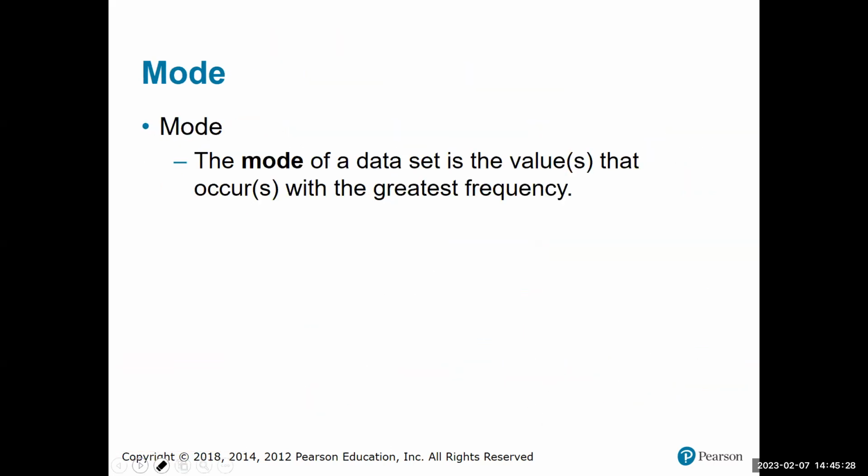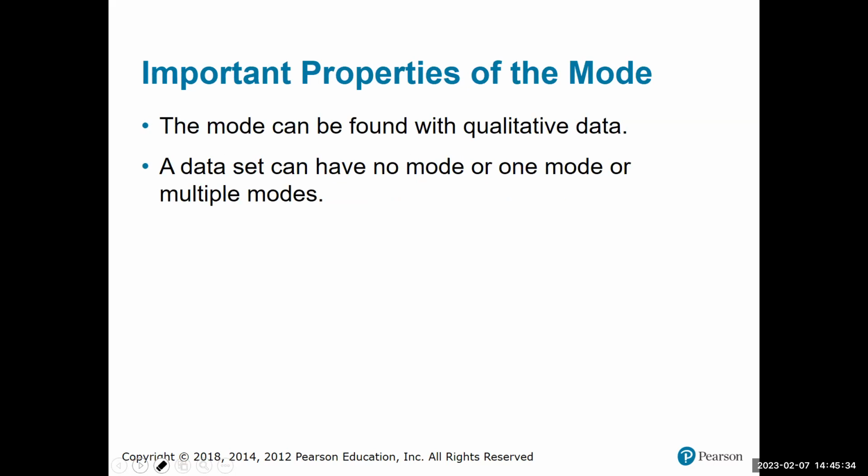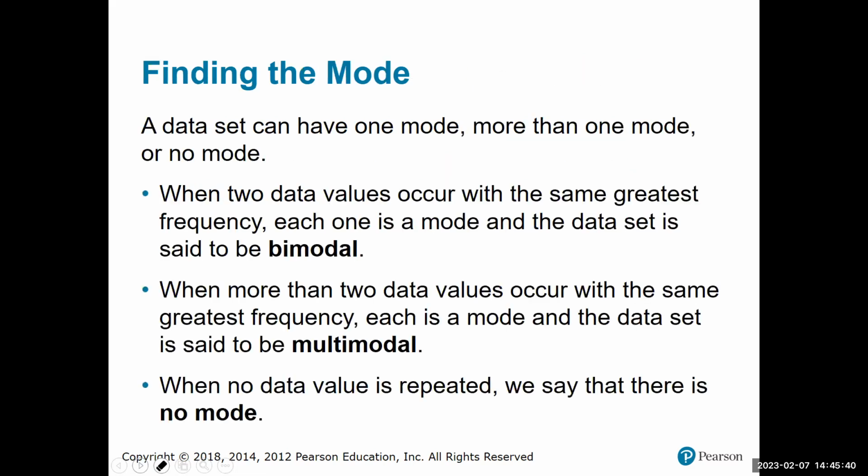All right, mode is the data value that occurs with greatest frequency. A mode can be found with qualitative data. A data set can have no mode, it can have 1 mode, or it can have multiple modes. When 2 data values occur with the same greatest frequency, each one is a mode, and you have a data set that's bimodal. Bi meaning 2, so 2 modes, bimodal.